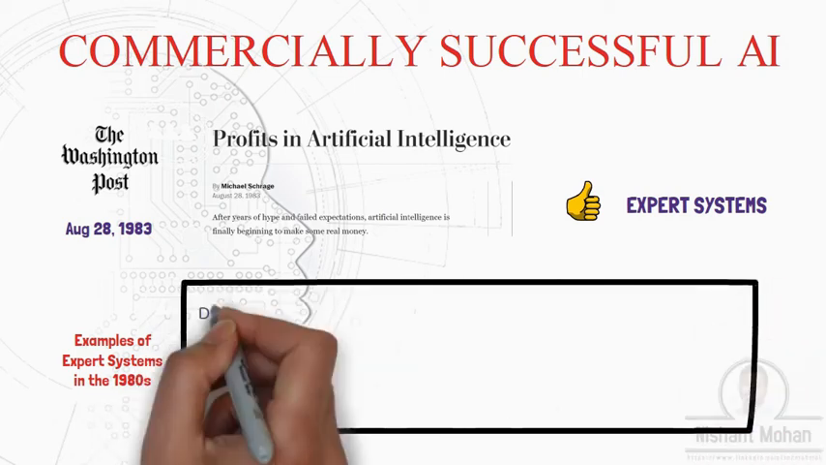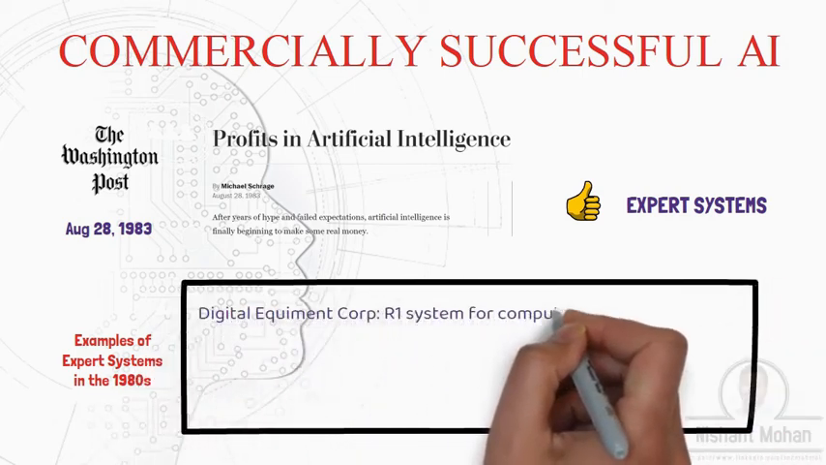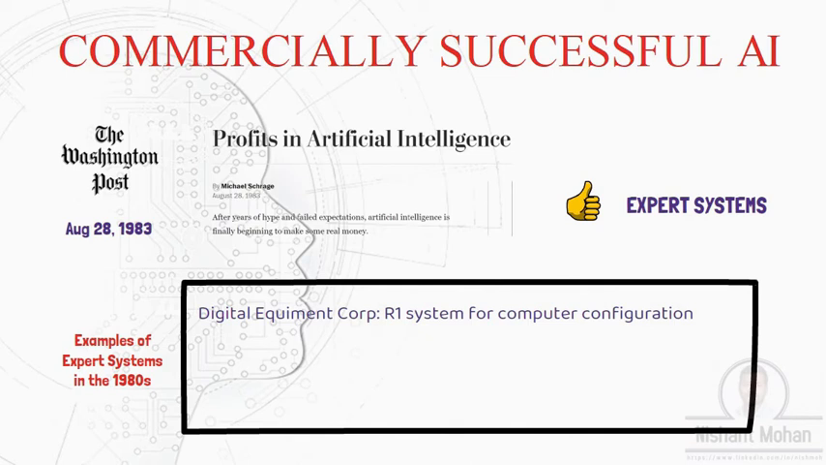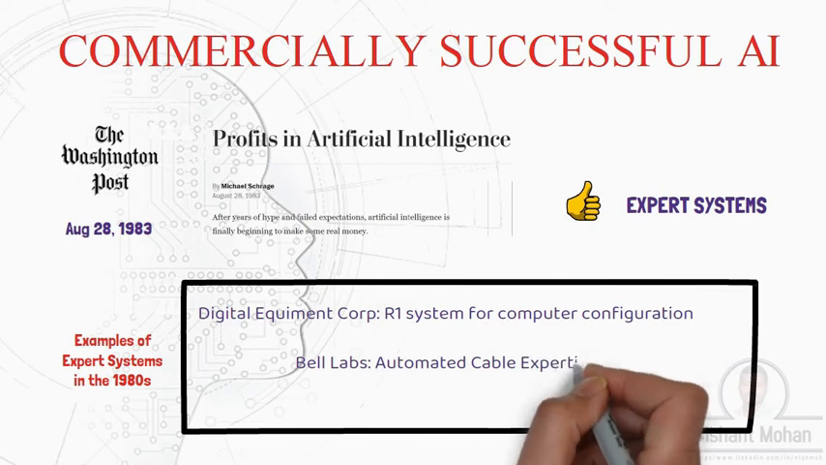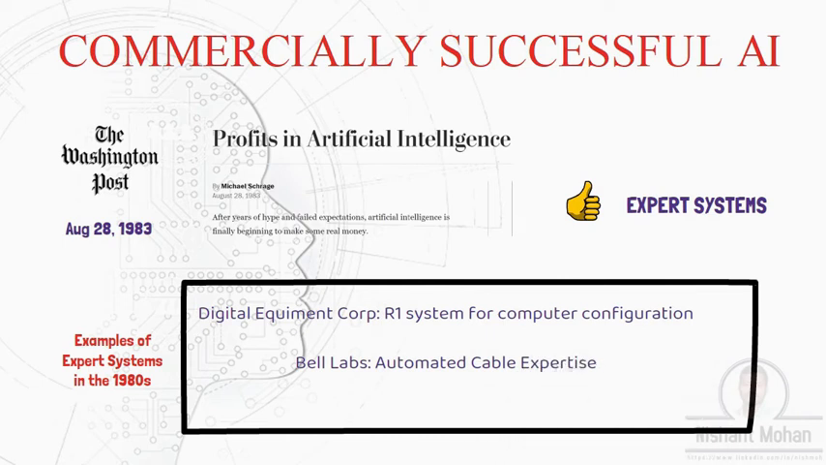Digital Equipment Corp developed a system called R1 for automatic configuration of computers, an error-prone process that was costing the company millions of dollars. Around this time, AT&T Bell Labs employed an expert system called Automated Cable Expertise to support cable line maintenance. The system would do a maintenance survey in an hour that would take a week for a human.